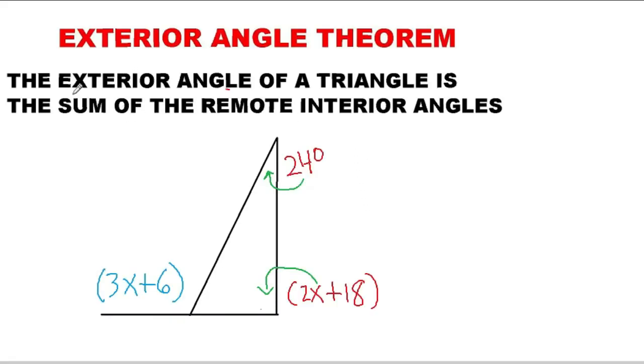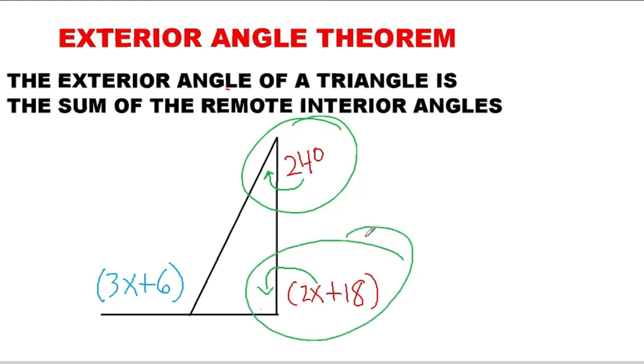This one right here is once again we're gonna solve this by using the exterior angle theorem, which says that the angle here that's in blue is the sum of the two interior angles. So what I'm saying is the 24 and 2x plus 18, these two angles right here, equals 3x plus 6. That's actually what we're saying if we're going to solve this.